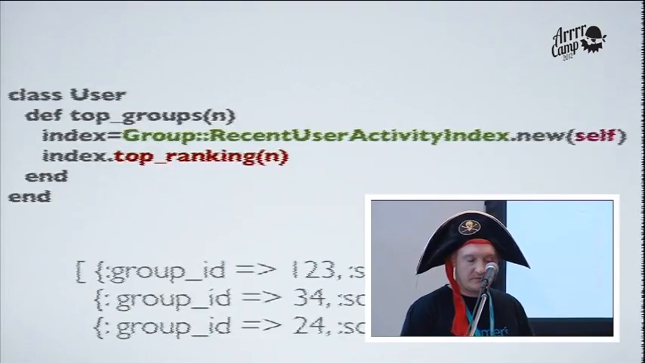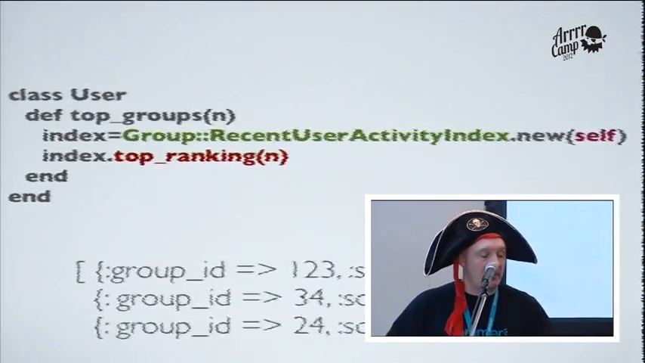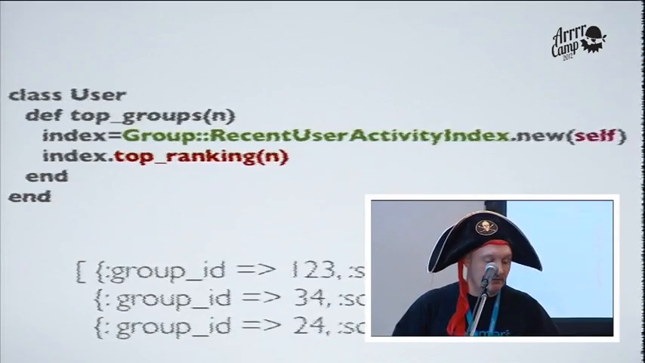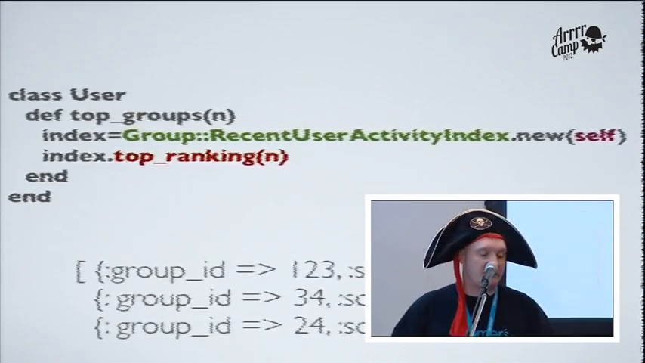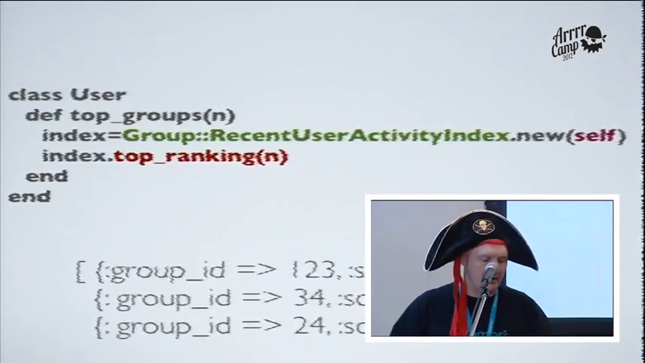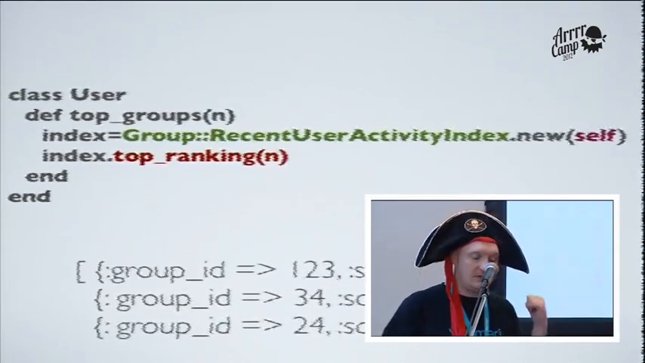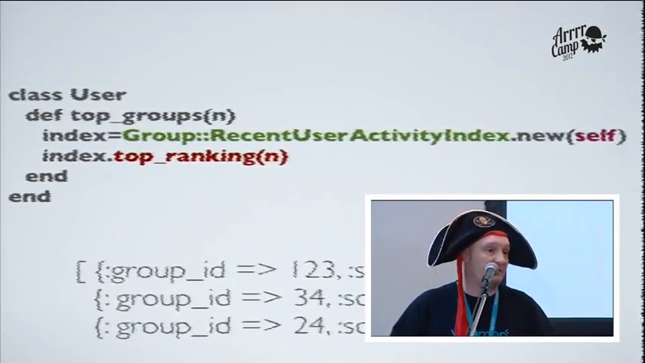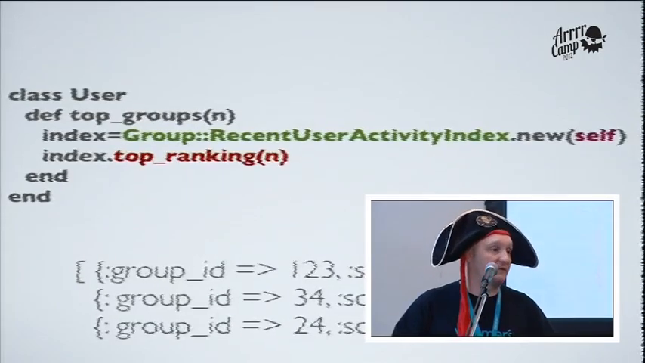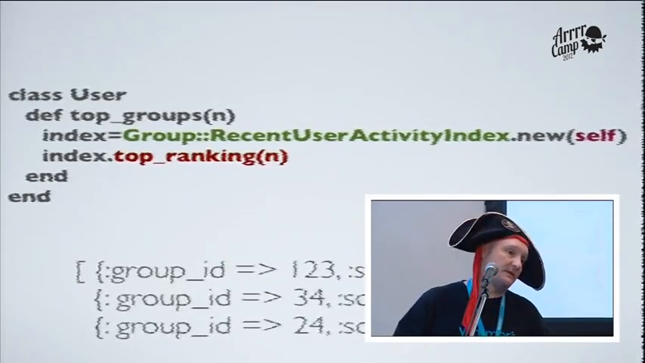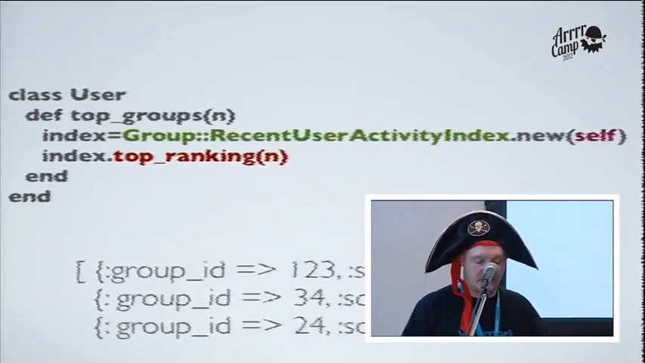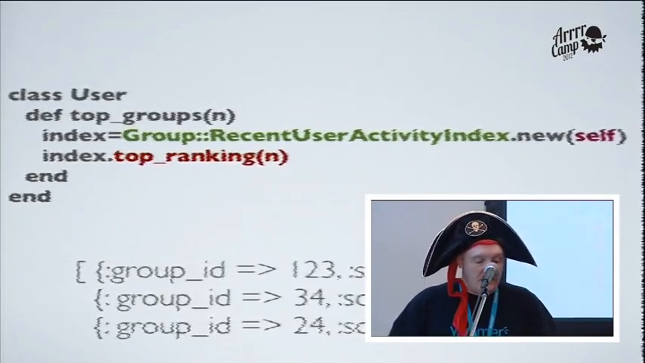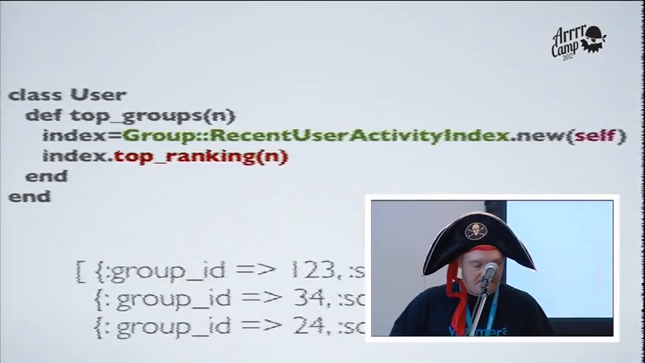How do we get some results? In the user class, we define the method top groups, and again, we instantiate this long name index. We ask for top rankings, and it just gives us, as a result, a sorted list of group IDs, and these group IDs are the IDs of our Active Records. So we just have to ask Active Record to get the objects.